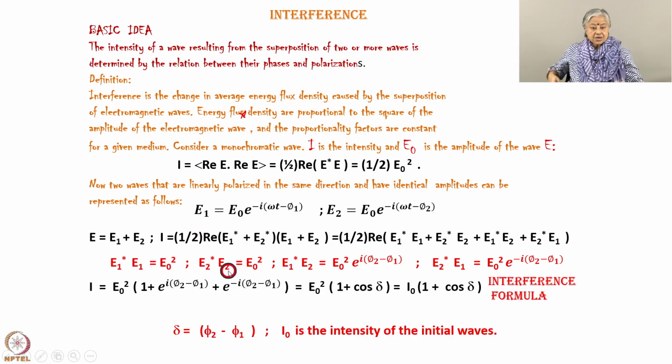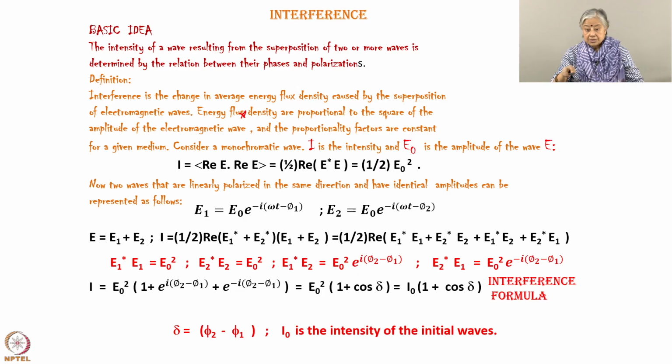Similarly, E2 star E will be this multiplied by the complex conjugate of this. Complex conjugate means I have a plus I here. So, this part becomes 1. So, E2 star E2 is E0 square. So, E1 star E1 is also E0 square, and E2 star E2 is also E0 square. So, that is the square of the amplitude there.